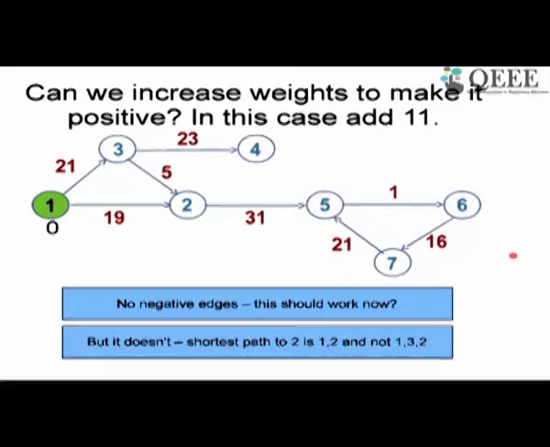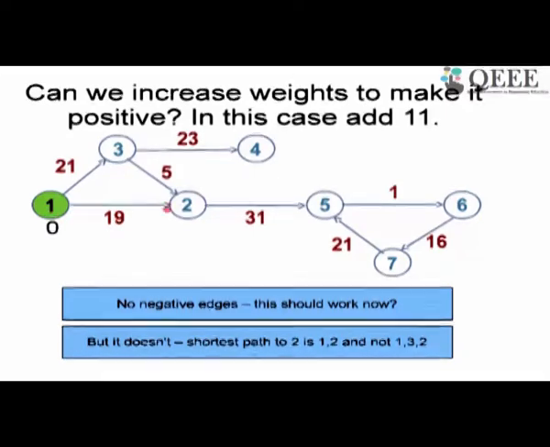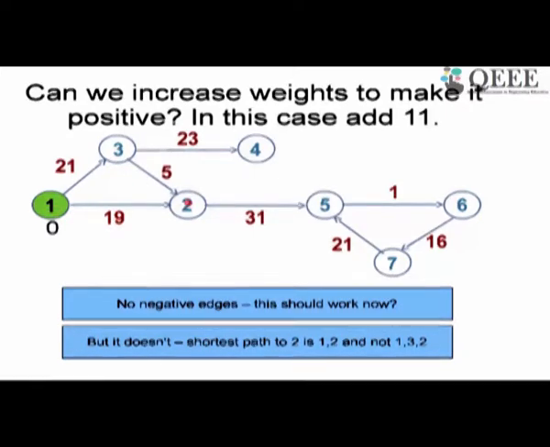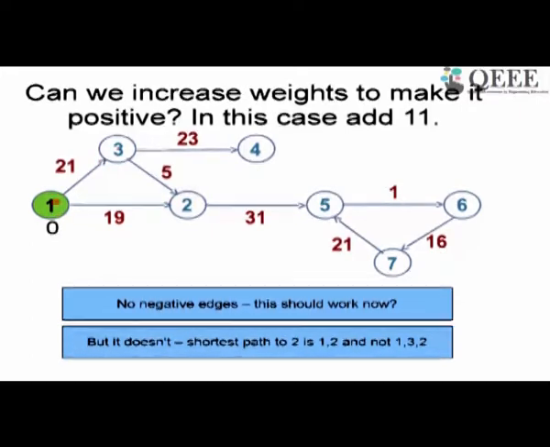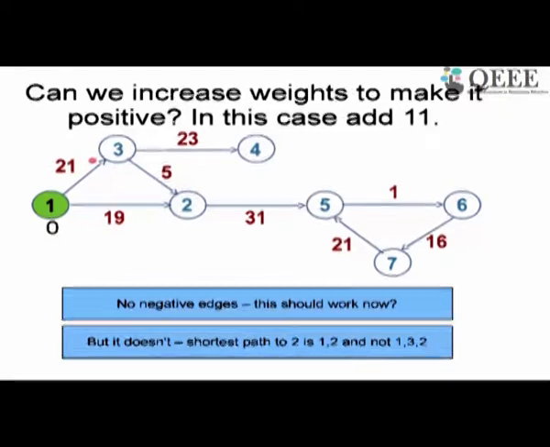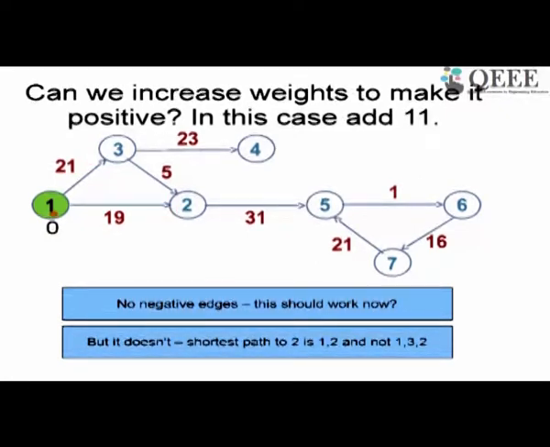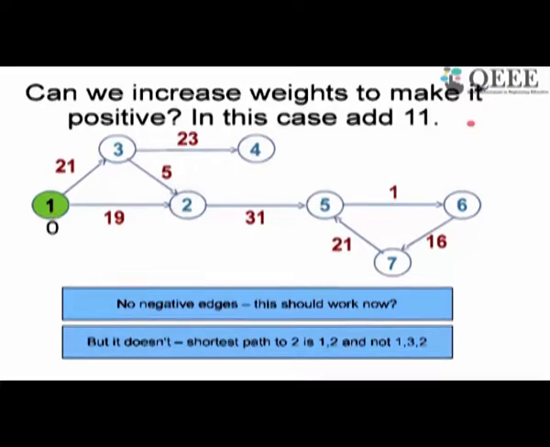It's not going to work. Why won't it work? Because, for example, we know that the shortest path from 1 to 2 is 1, 3, 2. But here this is not going to find the shortest path as 1, 3, 2. Why? Because 21 plus 5, 26, is greater than 19. So it's going to say that the shortest path is again 1, 2. It's not going to find 1, 3, 2.